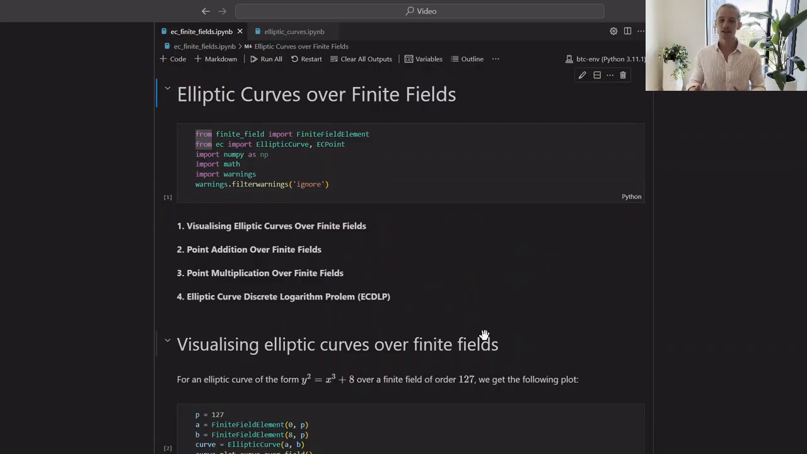Okay, let's actually visualize an elliptic curve over a finite field. For this example, I've chosen the following elliptic curve. Y squared is equal to x cubed plus 8 over the finite field of order 127. 127 is a prime number, and when we actually compute all of the points that fall onto this elliptic curve over this finite field, meaning we get all of the x and y coordinates that satisfy this curve equation here, and plot them on a scatter plot, then what we get is the following.